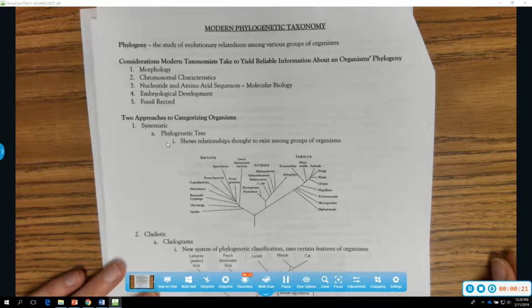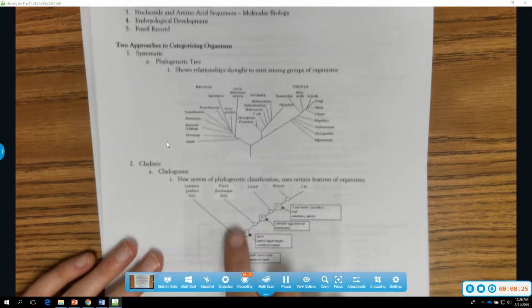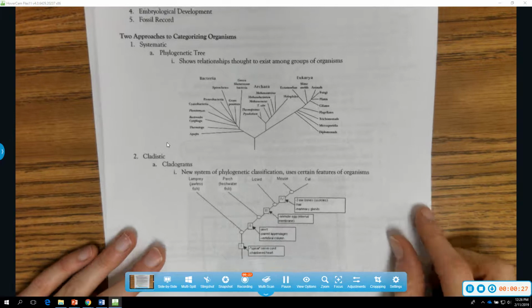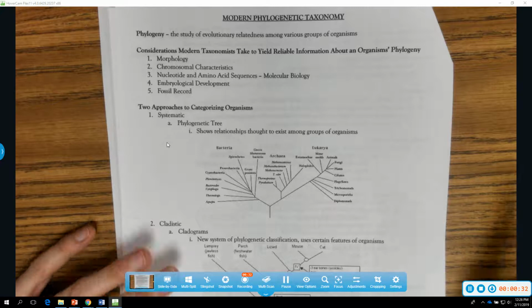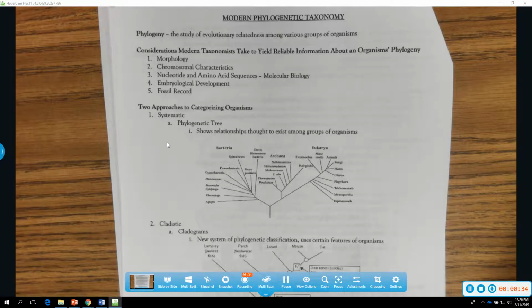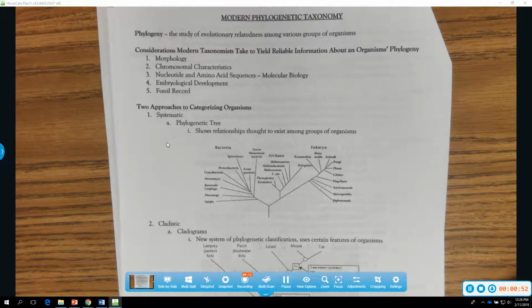When making these phylogenetic taxonomies, we can have a tree, we could have a cladogram. And what we're looking at in these is they take into consideration the morphology, how organisms change throughout their lifetime, so like a tadpole to a frog or a caterpillar to a butterfly. They also are going to look at a lot of the things that we talked about in the evolution unit with the evidences, so the chromosomal characteristics, nucleotide and amino acid sequences, the embryo development, and then of course fossil records.